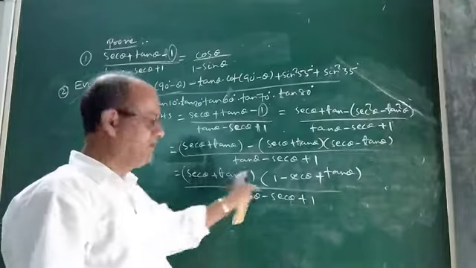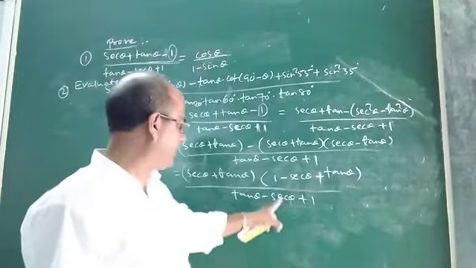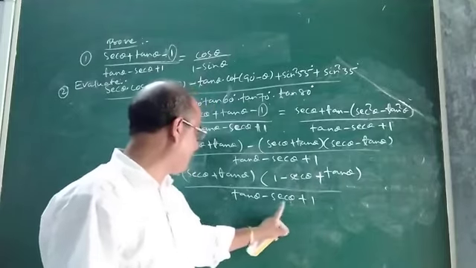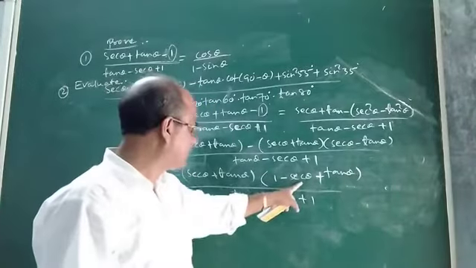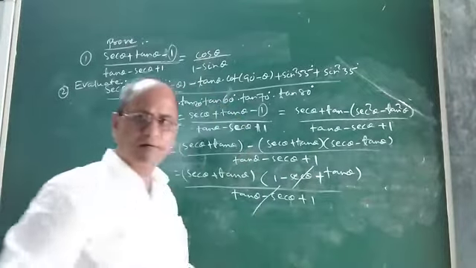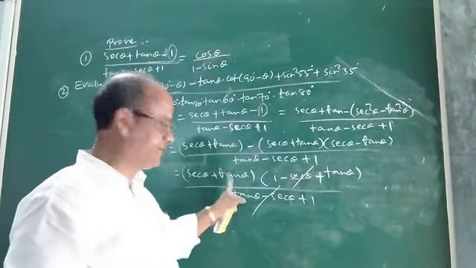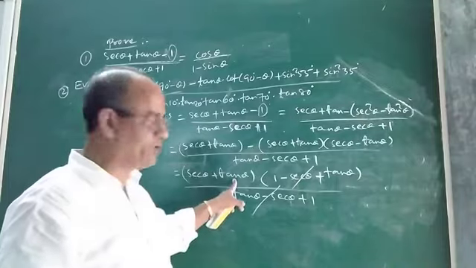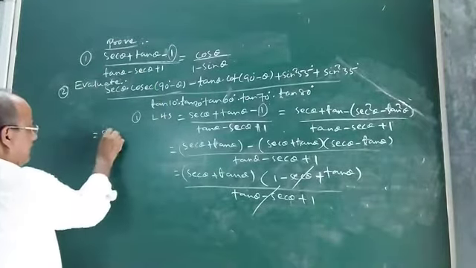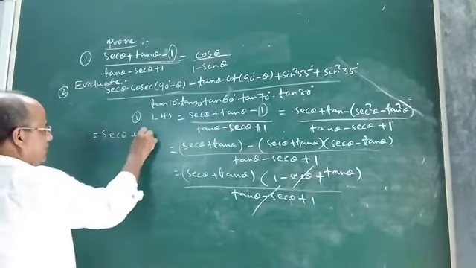Now look at the numerator and the denominator. Here it is 1 minus sec theta plus tan theta. Look at here also, 1 minus sec theta plus tan theta. The same term has been multiplied and divided, so we can cancel this factor. Now what will be left? Sec theta plus tan theta will be left. So this will give you sec theta plus tan theta.